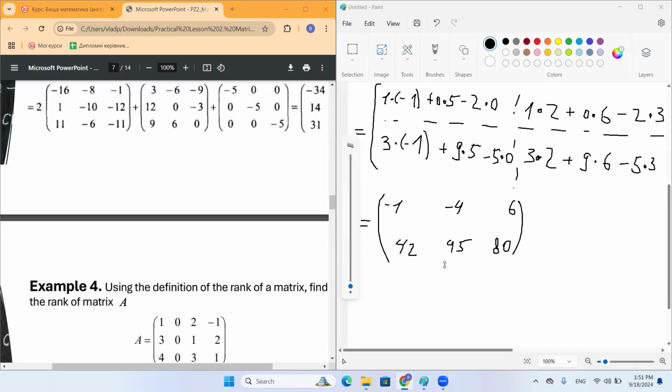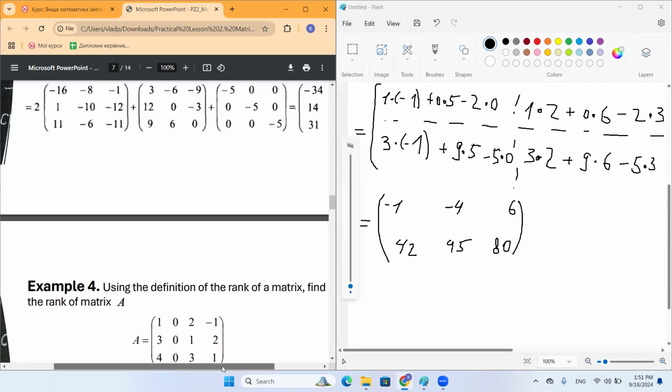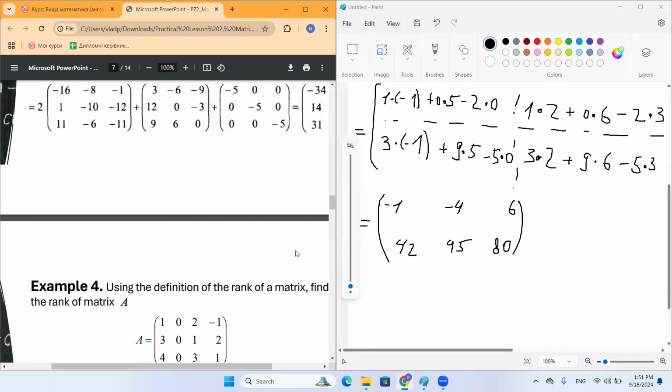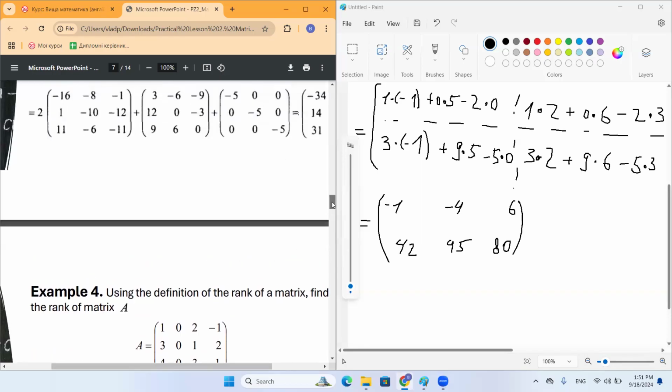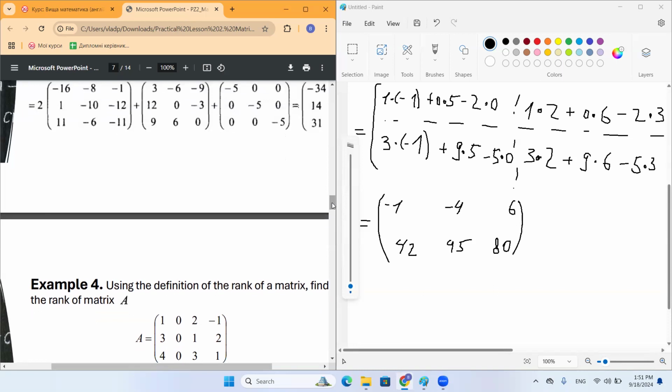How do we find a rank? It's the biggest minor which is non-zero. And here we have a matrix with dimensions 3 by 4. And what actually can be the maximum possible rank of this matrix?